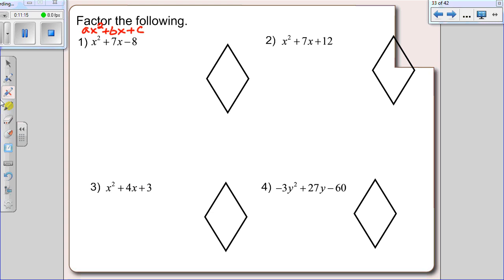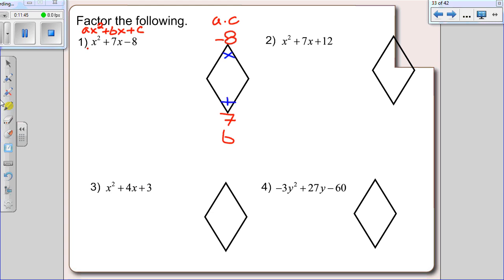On the top of the diamond goes a times c. So the top of my diamond in this question would be 1 times -8, -8. The bottom of my diamond is b. B in this question is 7. The sides of my diamond, I need 2 things that multiply to be -8 and add to be 7.